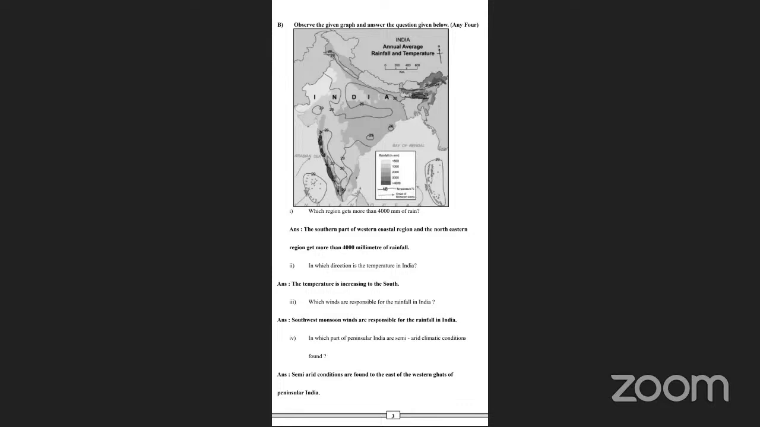In which direction is the temperature increasing in India? The temperature is increasing in India to the south. Temperature increasing to the south. Which winds are responsible for the rainfall in India? Southwest monsoon winds are responsible for the rainfall in India.